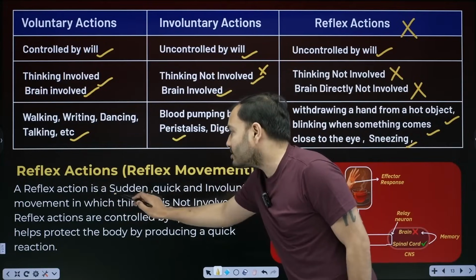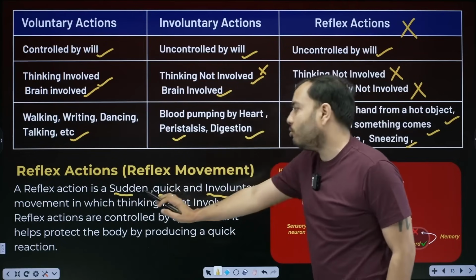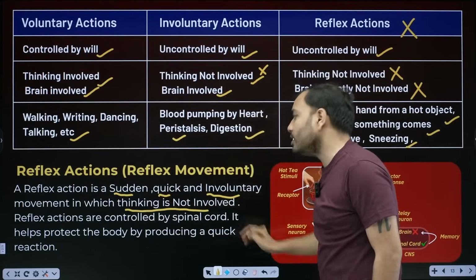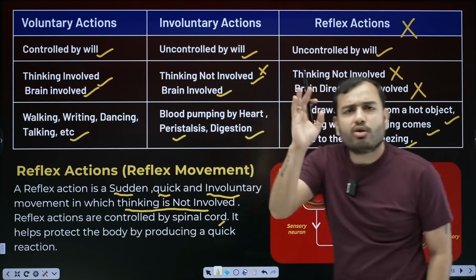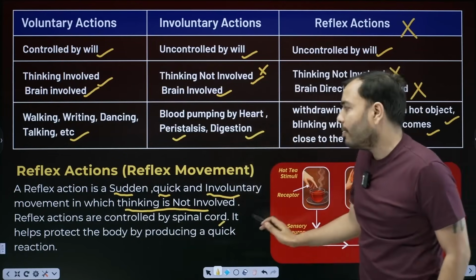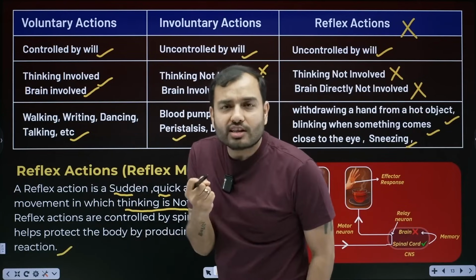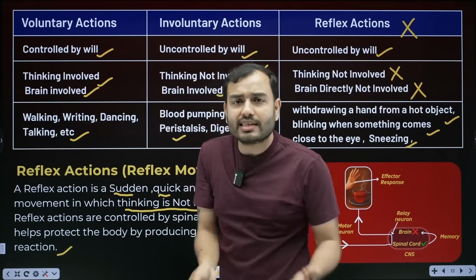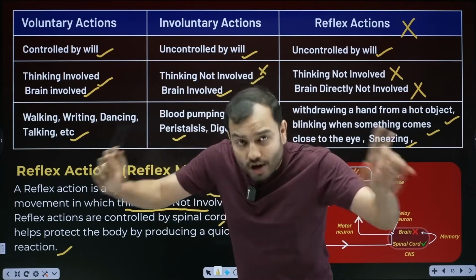A reflex action is a sudden, quick, involuntary movement in which thinking is not involved. Reflex actions are controlled by the spinal cord. The spinal cord, the Home Minister, controls it alone. It helps protect the body by producing a quick reaction to save it from danger. How is it? Sudden, quick, involuntary. Thinking is not involved.